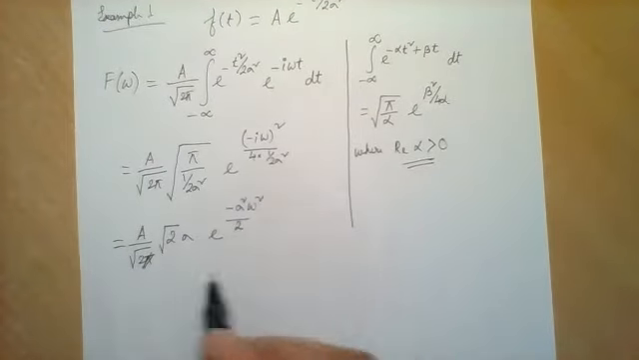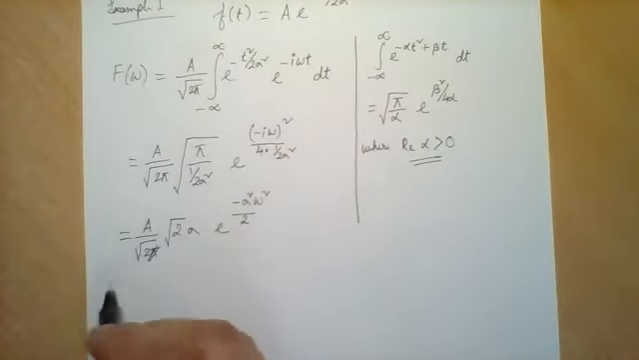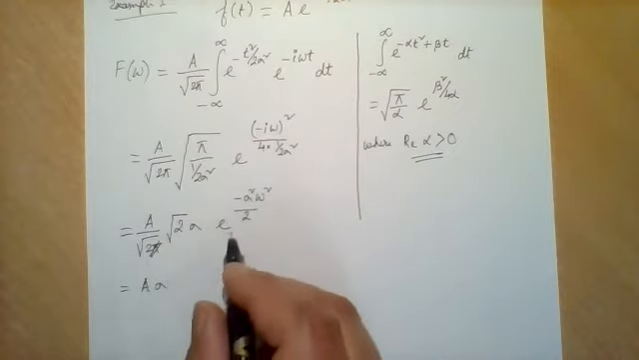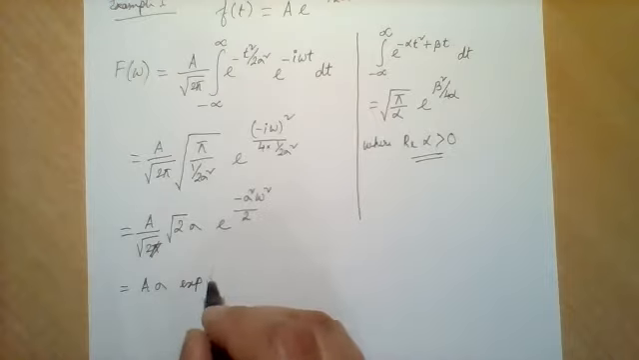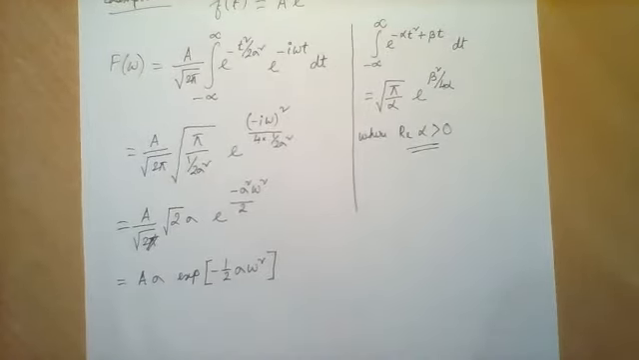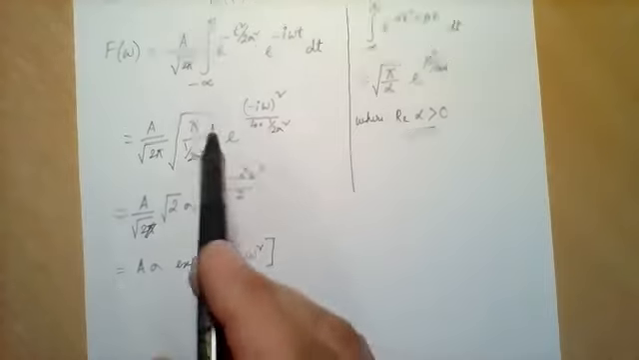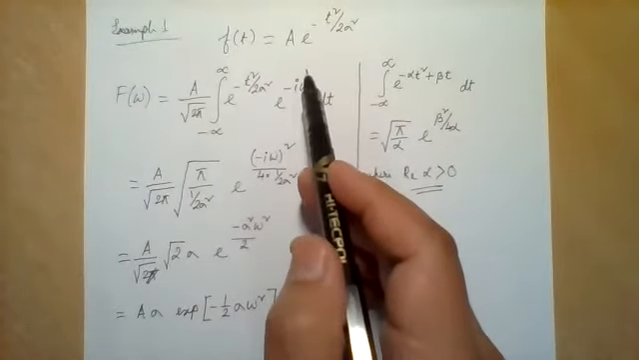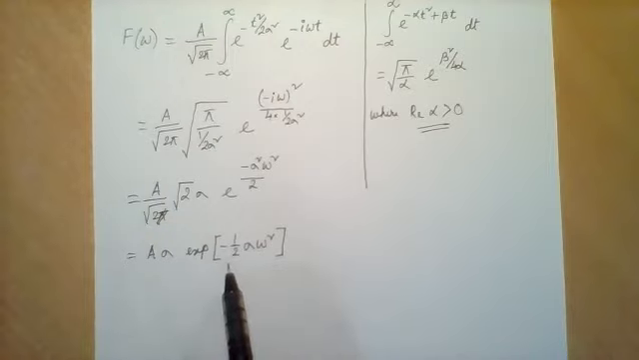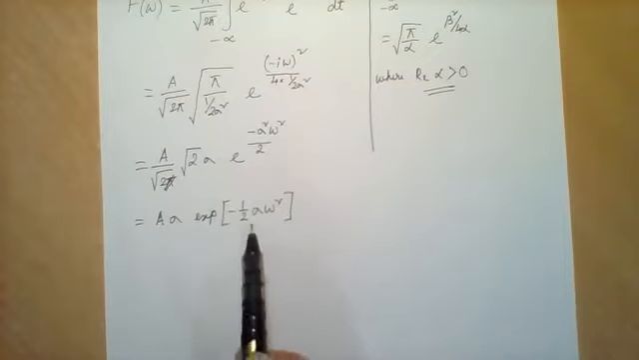Okay, so if we simplify this further, this root 2 and this root 2 will cancel out. And what shall we have? We shall have a sigma, then exponent of minus half sigma omega square. Thus we see that the Fourier transform of a Gaussian function is also a Gaussian function in terms of the frequency. So let us convert it in terms of frequency.